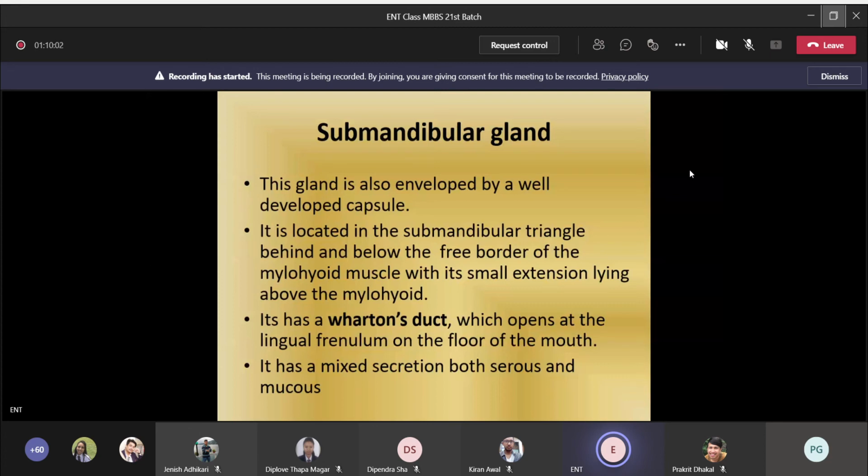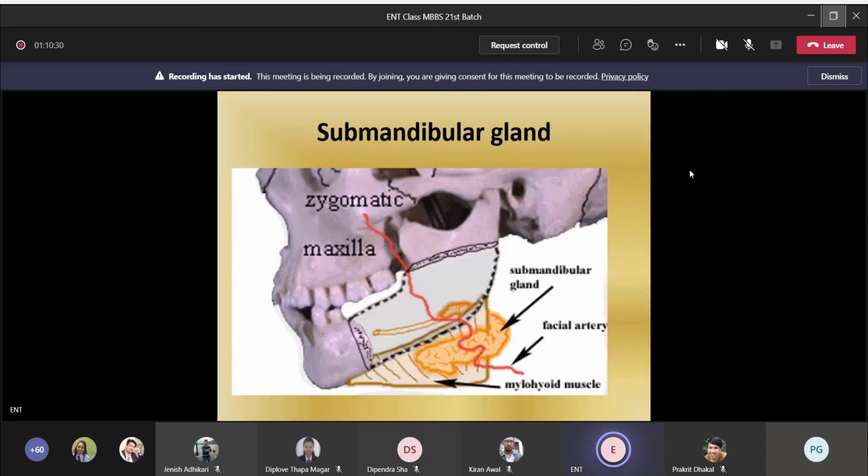It has the Wharton's duct, which opens at the lingual frenulum on the floor of the mouth. It has a mixed secretion, both serous and mucous. The parotid gland is a serous gland and the submandibular gland is a mixed gland. It secretes serous discharge and also mucoid discharge, mucoid saliva also. Right? So this is the structure of the submandibular gland.